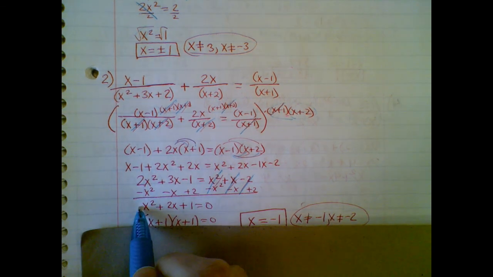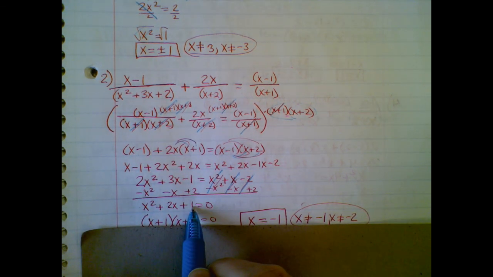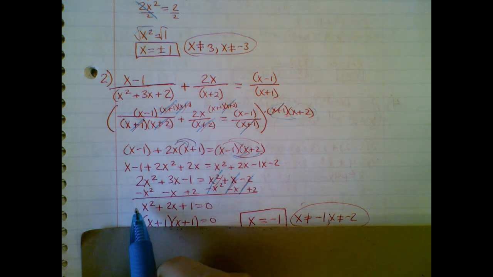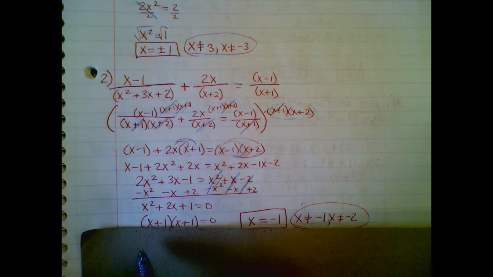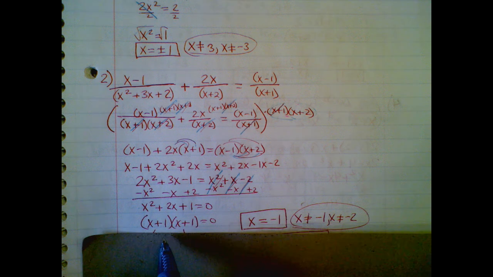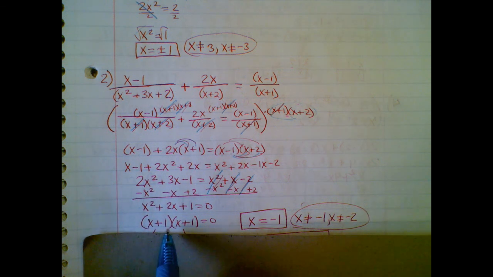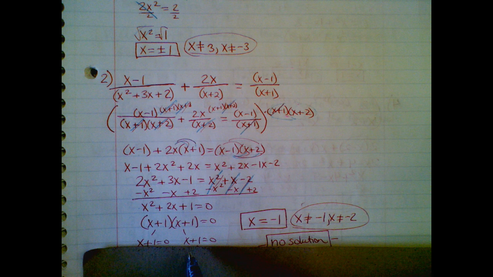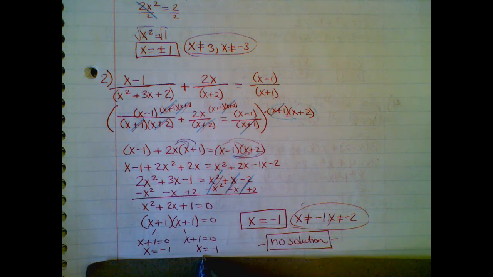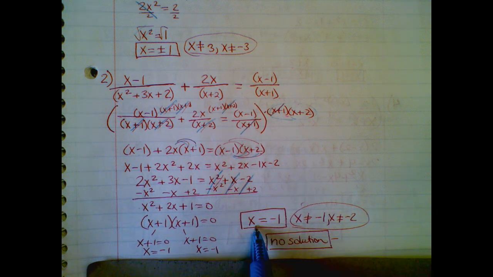So this one I'm taking my a times my c, which is 1. So I need to figure out what multiplies to 1 but adds up to 2. So 1 and 1 is my combination, and they both need to be positive. So my factors are x plus 1 times x plus 1 equals 0. I set them equal to 0 and I solve for them, and I get negative 1 and negative 1. So my solution is x equals negative 1.